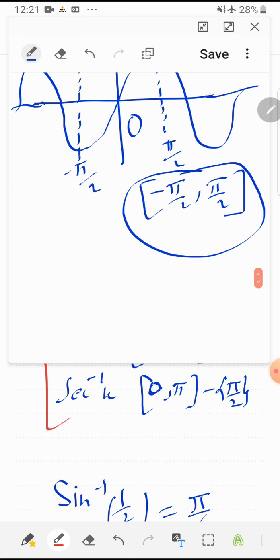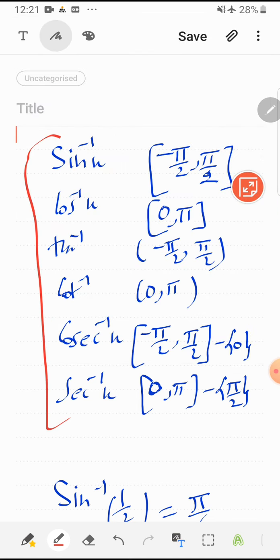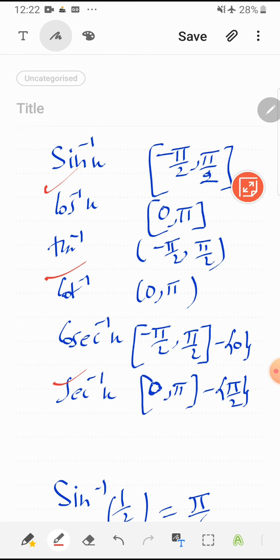There are so many other restricted domains also, and this central restricted domain is called the principal value of sine inverse. So remember this. Similarly, other principal values can be justified. So these are 6 principal values. We have to remember these 6 values. And remember 3 principal values: cos inverse, cot inverse and secant inverse. These values do not include negative angles. So remember this also.